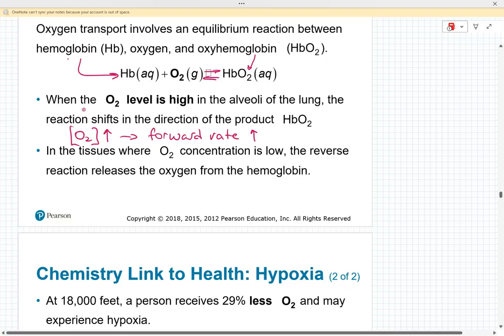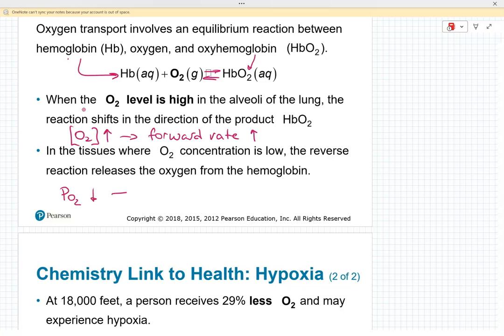Make sense to you? Now, in tissues, oxygen, I'm going to use a proper term, partial pressure of oxygen is low, which means forward rate is lower than the reverse rate, right? And oxygen is released. Everybody got it? All on the same page? All good? Moving on.